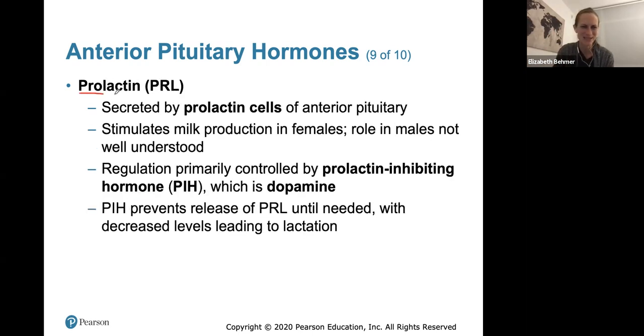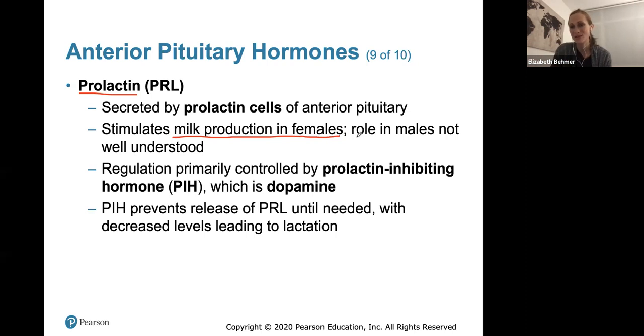Prolactin, so are we to six yet? I've lost track. Prolactin, you can see that they all have these nice abbreviations. Prolactin is secreted by prolactin cells. It stimulates milk production in females. So in the final months of pregnancy, this is what is getting the mammary glands ready to produce milk. And again, it's the oxytocin that lets it down. If you've been married to someone who's gone through breastfeeding, or you breastfed yourself, you know what I'm talking about. If not, it's okay.